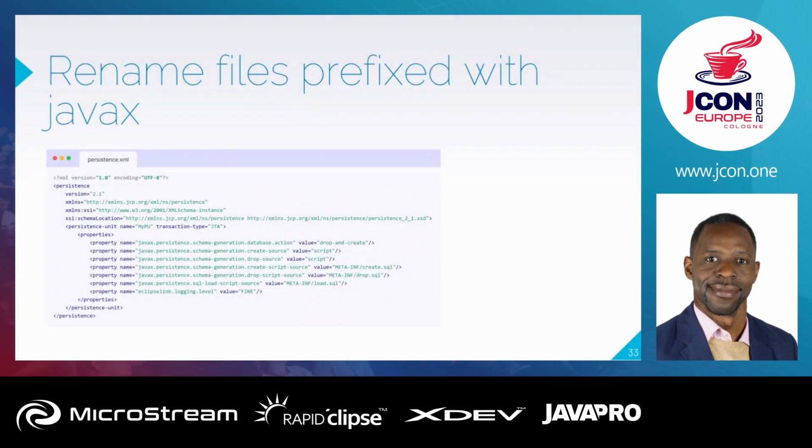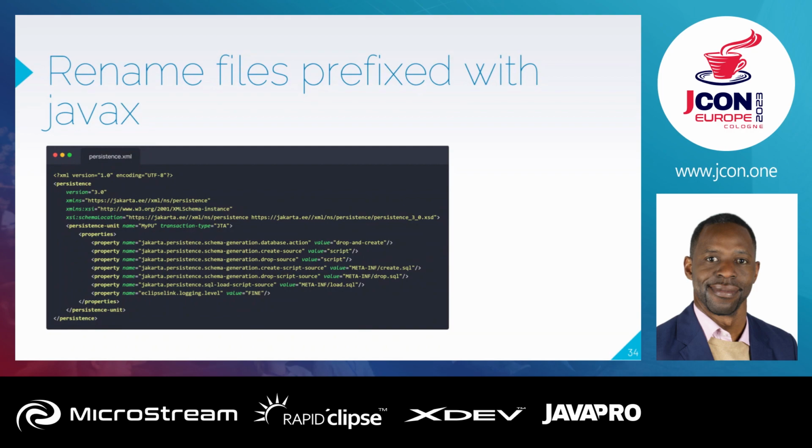Primary example, this is how persistence XMLs looked with the javax namespaces. This I took from Java EE 7. So you'll see the XML namespace on line 3 is JCP, and then on the schema location you'll see JCP with persistence 2.1. The properties all have javax.persistence, and this is the same one with Jakarta.